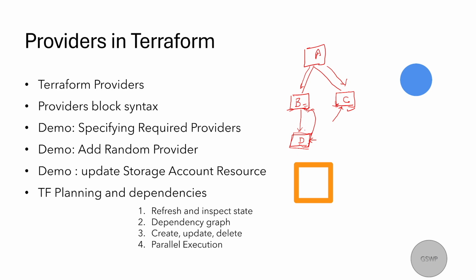But if this C is not present in our infrastructure, then D has some indirect dependency on C, and then D will fail. And because D fails, how can we resolve such kinds of scenarios? For that we have a syntax called depends_on.